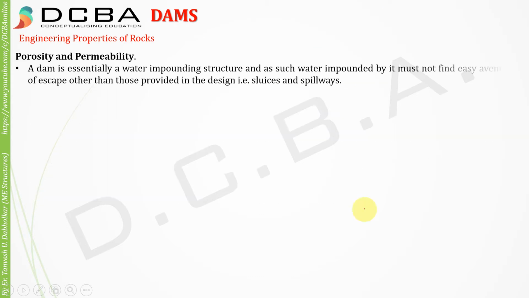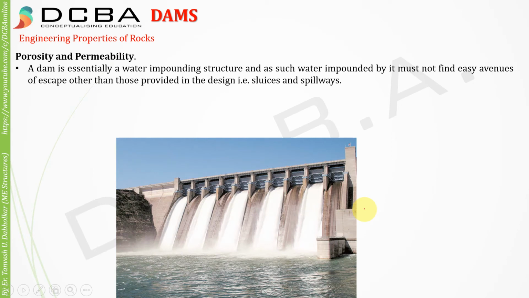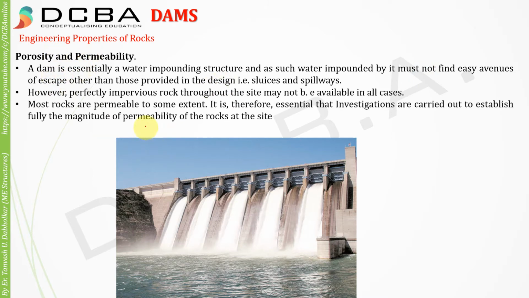Next is porosity and permeability. A dam is essentially a water impounding structure, and as such water impounded by it must not find easy ways to escape. However, perfectly impervious rock throughout the site may not be available in all cases. So as I had already told, the rock should not be pervious, that is, it should not allow passage of water, but it is not always that you will get impervious rock. There will be a pervious rock somewhere in the foundation.